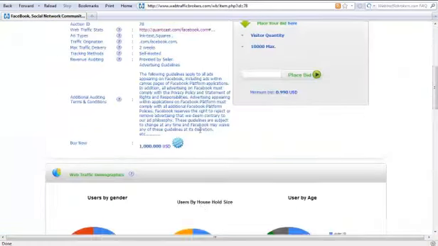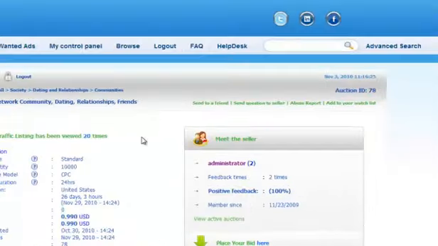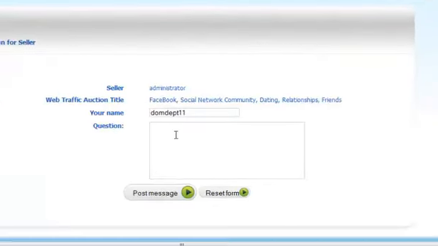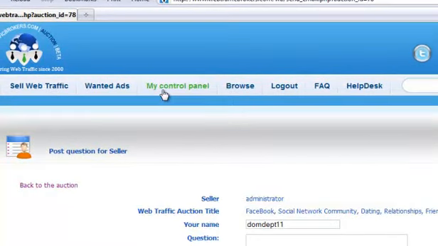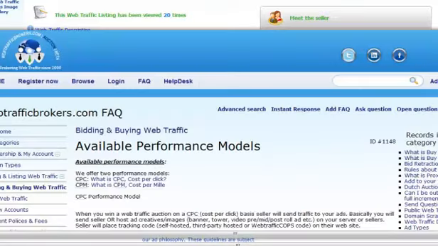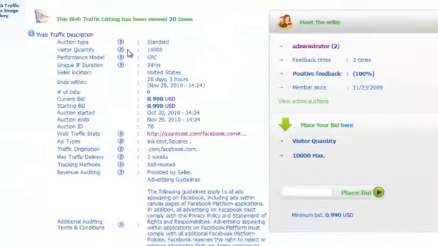If for some reason not all your questions are answered in the information provided in the listing agreement, you can also send the seller a question and ask them any question you like. You can also go into my control panel and view messages to see seller's responses. And again, we have question marks here for any questions that you may have. These are direct links to our FAQ, so you can immediately find out what the meaning is to some of these labels.